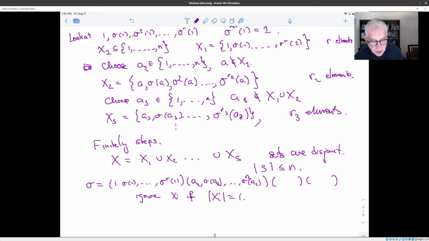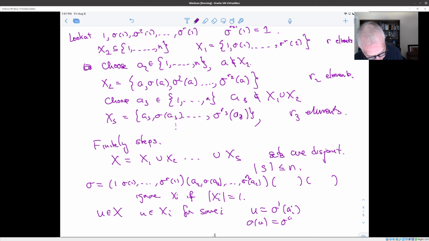And so if you want to know where a particular element goes, every element of X occurs in one of these sets. And where does it go? Well, if u is an element of X, then u has to belong to xi for some i, because every element of X belongs to one of these sets. And that means that u is some power of ai, and sigma of u is sigma to the j plus 1 of ai.